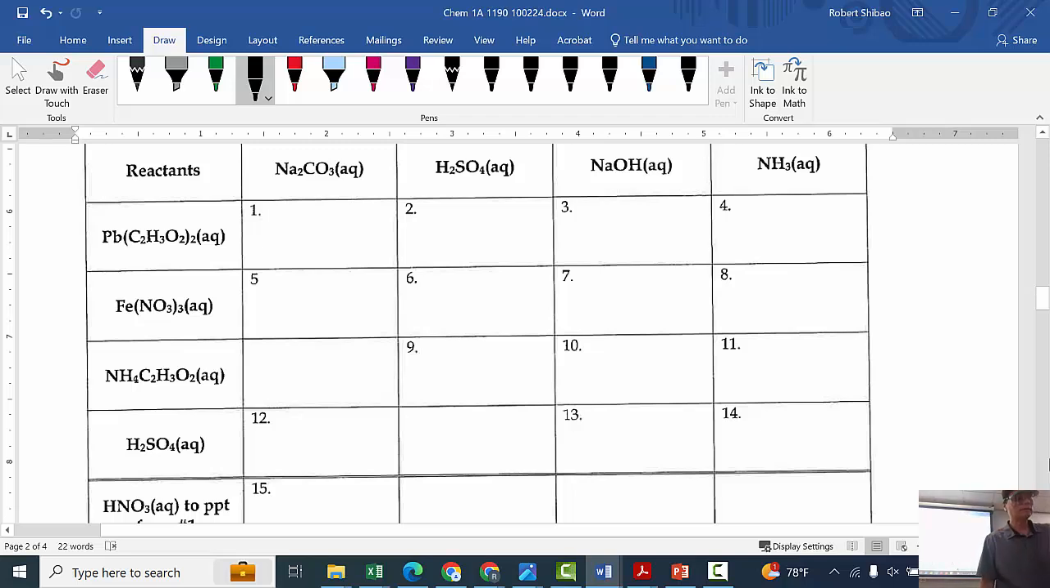Okay, what's next? Ammonium acetate with sodium hydroxide. So I'll take my ammonium acetate and then mix it with sodium hydroxide, see what happens here.